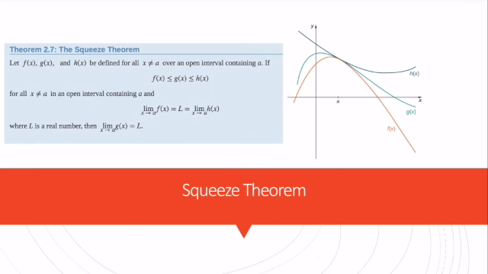So the squeeze theorem is one way we can work on solving some trigonometric functions. So let f of x, g of x, and h of x be defined for all x not equal to a on an open interval containing a. If f of x is less than or equal to g of x, which is less than or equal to h of x, then the limit as x approaches a for f of x and h of x will be L, and L is a real number. Then we can say that the same is true for g.